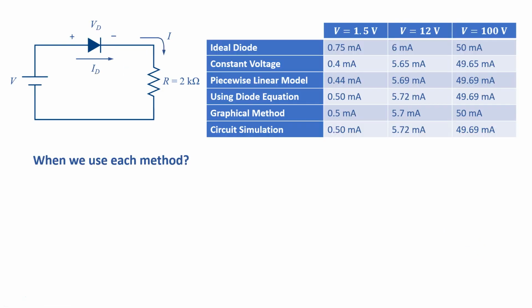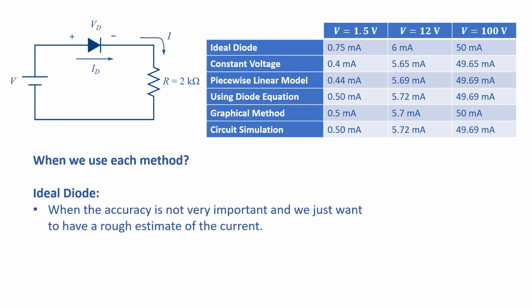So when we use each method, for ideal diode, we use the ideal diode model when the accuracy is not very important and we just want to have a rough estimate of the current. However, it is very accurate when the applied voltage is very large. For example, here, when we have got a voltage of 100 volts, you can see that there is no big difference between the results of the ideal diode and the other methods.